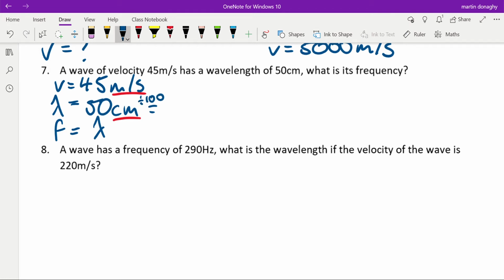So if you think about it, 50 centimeters divided by 100 is 0.5, and 50 centimeters is half a meter, would be another way of saying that. What have I done there? That should be a question mark. Write out the equation you're going to use.